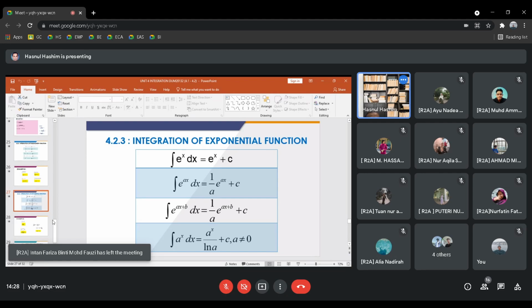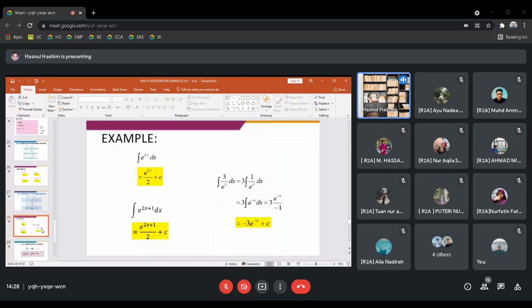Okay, any questions so far? Then we look at this one. The example: when we integrate e to the power of 2x dx, we have e to the power of 2x over 2 plus c. Any questions so far?